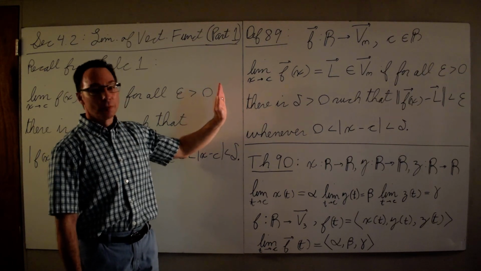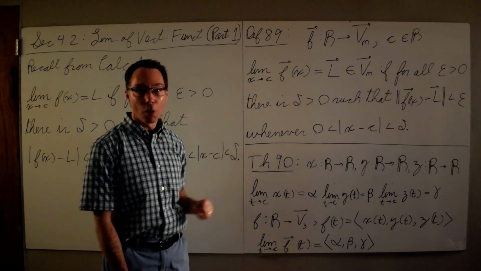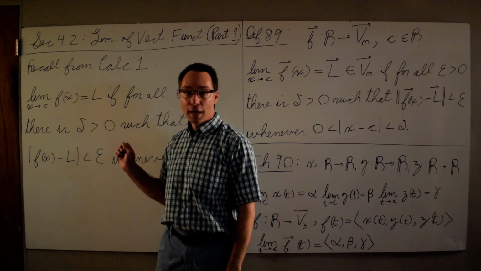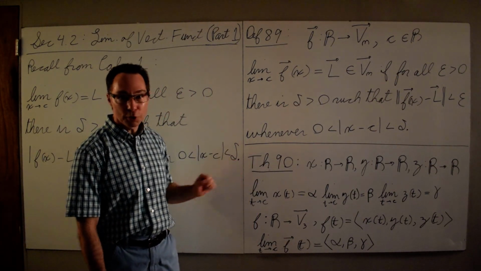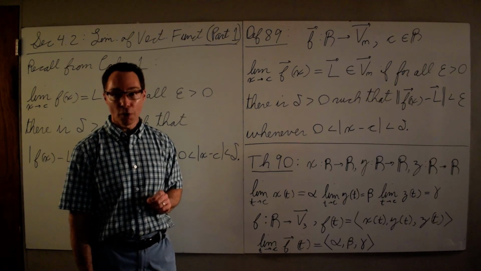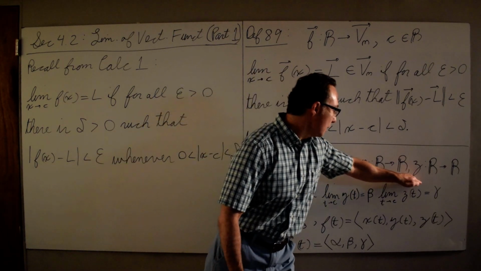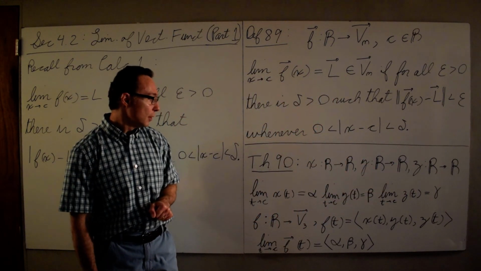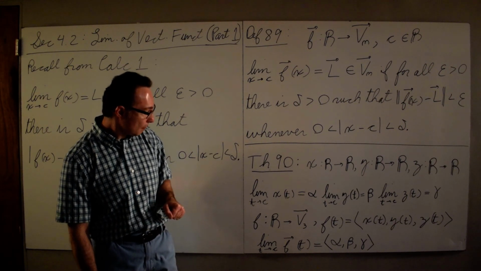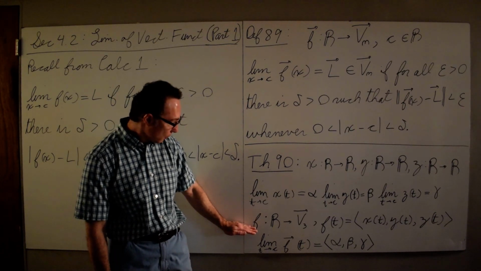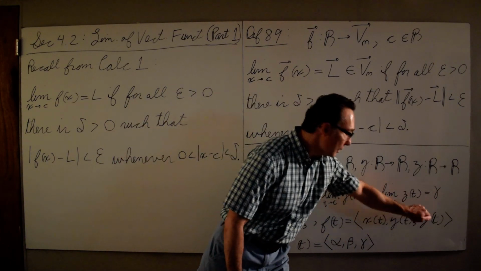Now, this may not be good news because perhaps you did not like the epsilon-delta definition of limit in Calc 1. But there is some good news here. Let's suppose we define a function in terms of real valued functions. This seems a little bit strange, but we're going to call x, y, and z real valued functions. They're functions from R into R. And then we're going to define f from R to V3 by f of t is x of t, y of t, z of t.